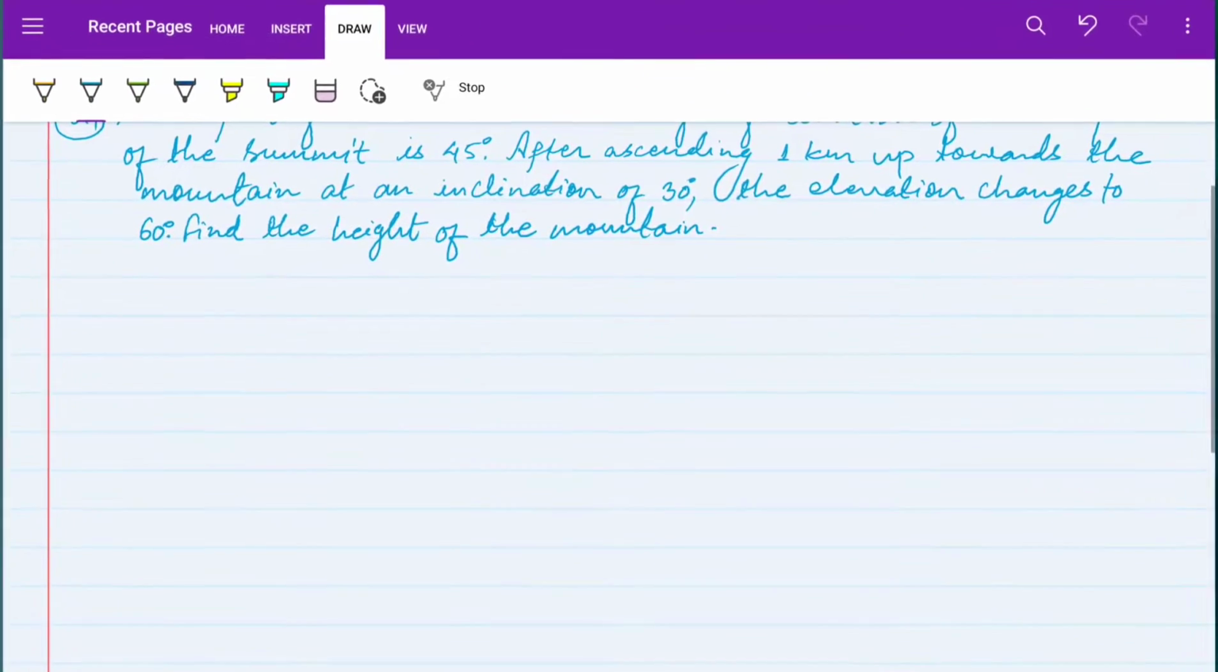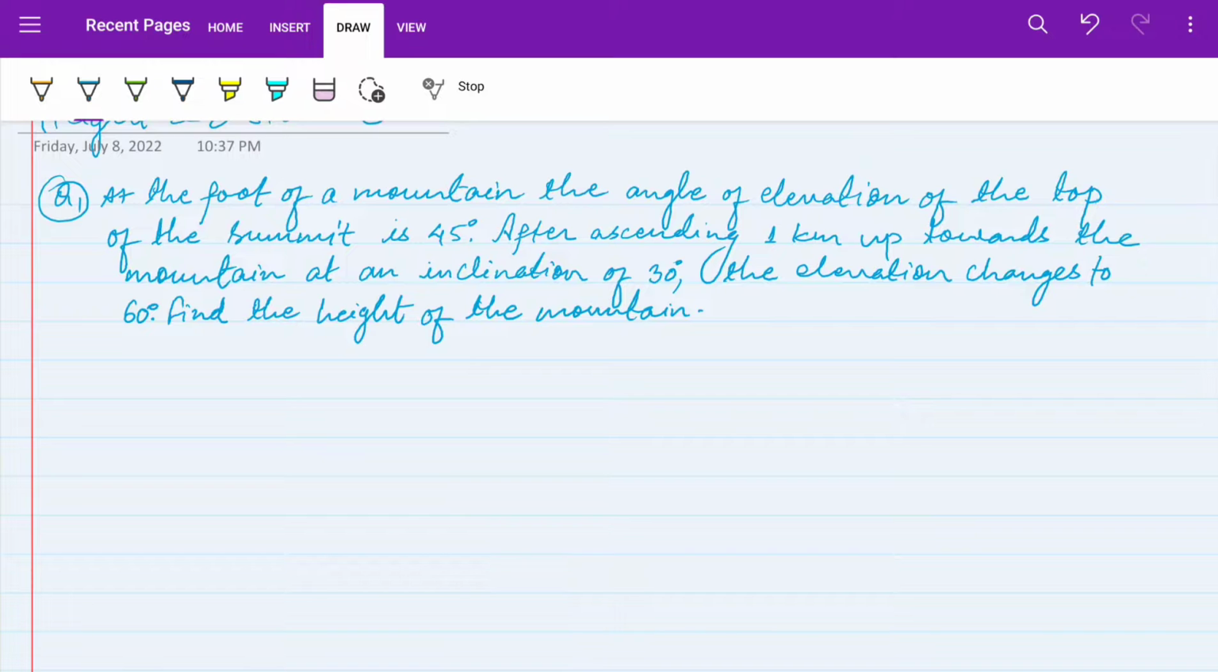So let's take a problem here. This is the problem: at the foot of a mountain, the angle of elevation of the top of the summit is 45 degrees. This is the case of the real world.